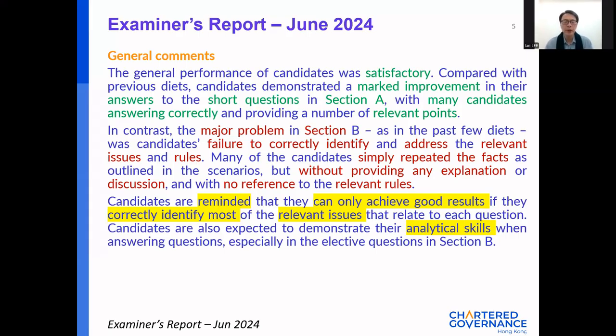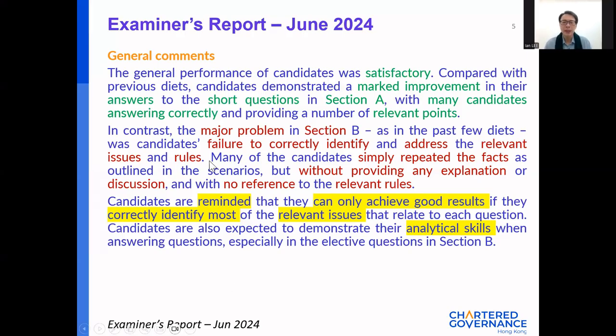So once you have done that, you can explain the rules and hopefully you're already halfway there. If you are able to identify correctly the relevant issues and explain the relevant rules, that's almost half of your answer, which is the good news. I cannot tell you exactly how many marks, but I'm sure it's almost half. You've already done half of your answer. The other half, of course, is application. But I think issue and rules is a very important start. So let's continue with the examiner's comments.